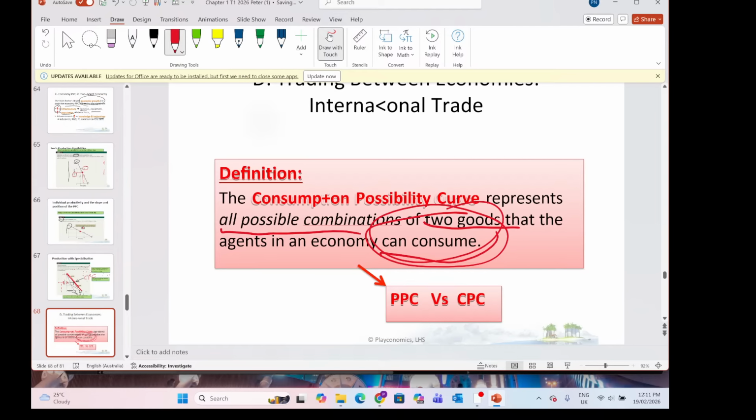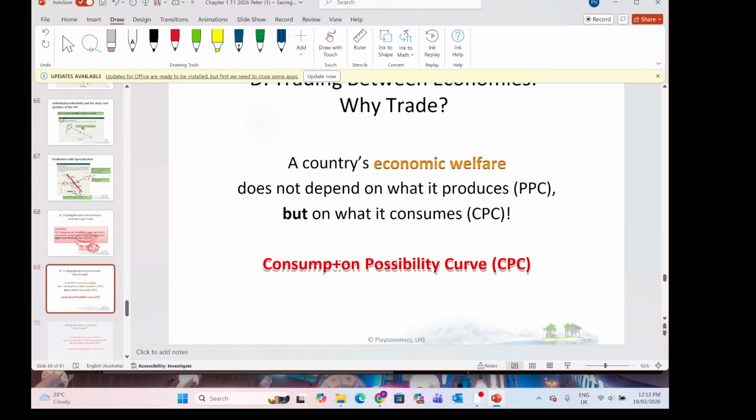And your standard of living doesn't depend on what you can produce. Your standard of living depends on what you can consume, what you can eat, what you can wear, what you can drive. That's what's going to determine your consumption possibility. So that's why trade is important, because those two players, those two agents, were able to capitalize on the expertise and the comparative advantage of the other person. They were also able to specialize in their own area of comparative advantage.